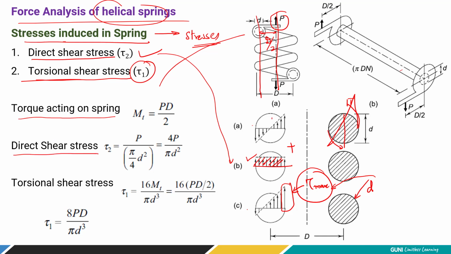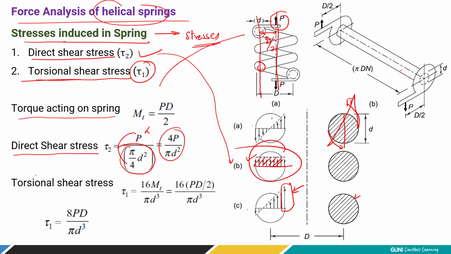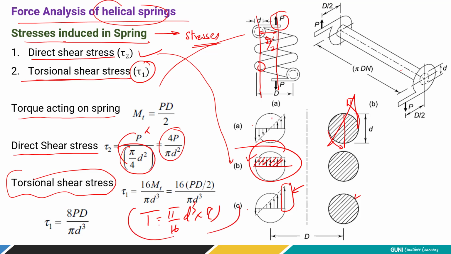Similarly, the direct shear stress is very simple. It is the force applied on a circular area, that is this area, which you can consider in this second figure. So it is 4 P by pi d squared, and these are the equations. Now the torsional shear stress is given simply as T divided by pi by 16 d raised to cube. This is a simple equation, nothing else. But instead of T in terms of torque, I have taken it in terms of tau.